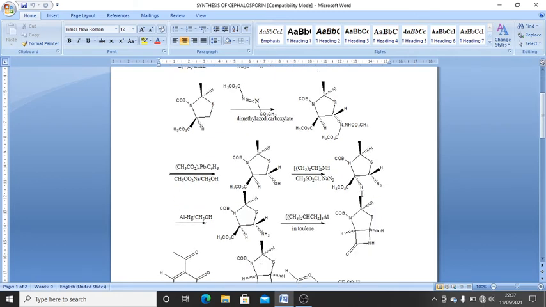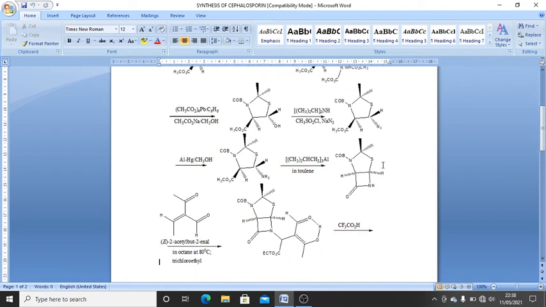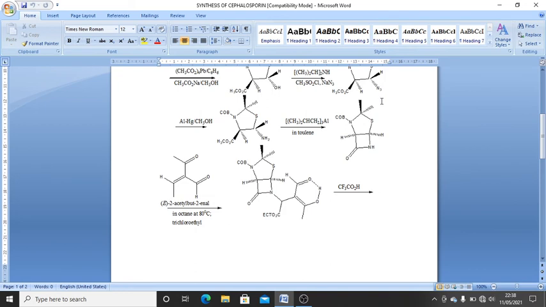This adduct reacts with lead tetraacetate in the presence of sodium acetate so that the DMAD system is lost and it is converted to OH. In the presence of isopropyl amine, methane sulfonyl chloride and NaN3, OH gets converted to N3. N3 gets reduced in the presence of aluminium and mercury to NH2.